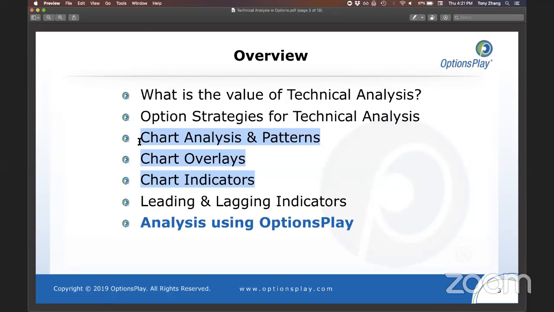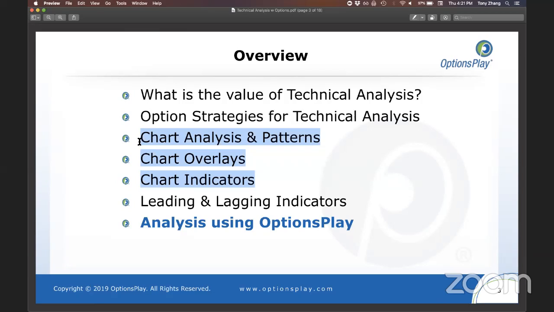Next, I want to look at chart overlays. These are indicators that overlay the price chart, such as moving averages and Bollinger Bands. And lastly, what I want to do is chart indicators. These are the indicators that go below the chart. So for those of you that like to use momentum indicators like MACD, stochastics, RSI, these are what we consider a chart indicator.